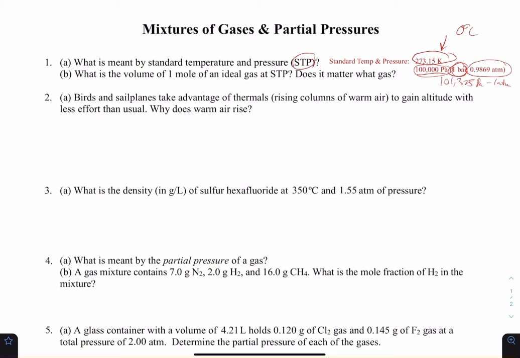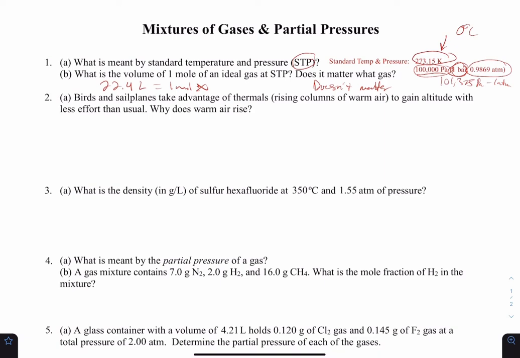Okay. Letter B says, what is the volume of 1 mole of an ideal gas at STP? And does it matter what gas? And that is 22.4 liters, okay, is equal to 1 mole of an ideal gas. Now, I'm going to put 1 mole of X because it does not matter what gas it is. Any ideal gas, right here, any gas that is considered ideal is going to have the same volume for every mole that it has at STP. Okay, it's going to be the same for every gas.